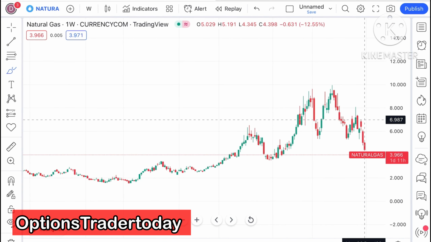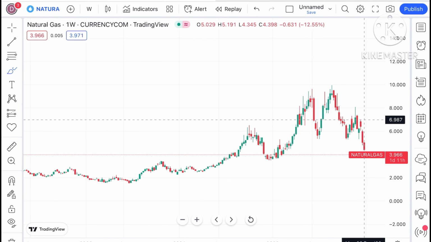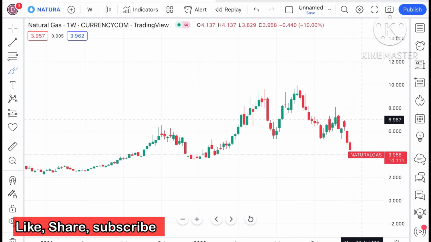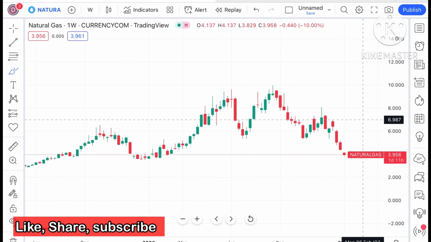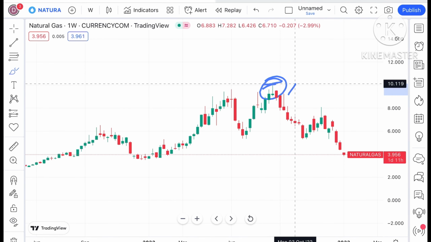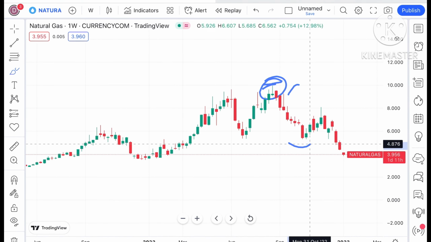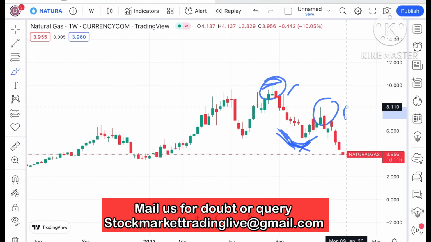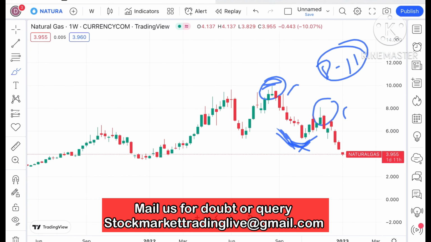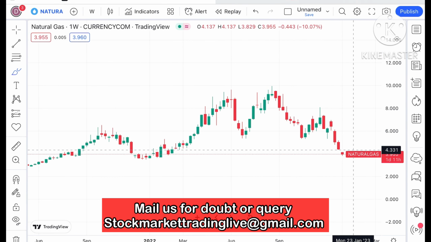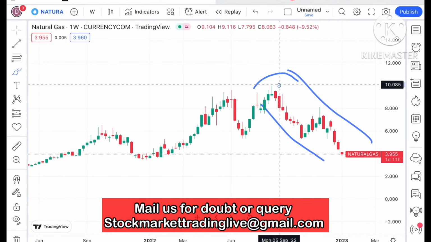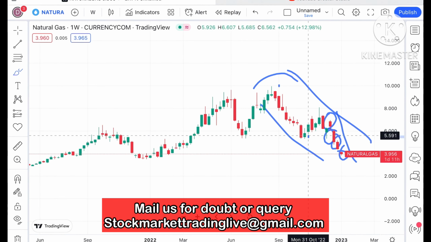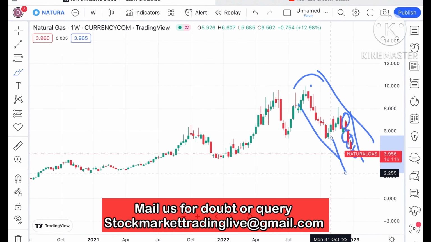So today in this video I'll explain how the price of natural gas has moved in the last week and how it can move in the next week. If you look at this chart of natural gas, after making this high at around $10, we have seen it try to make a swing at this level. After that, it made a high of around $8.110. There is a continuous downfall after making this high, and you can see that for four continuous weeks the price of natural gas was down.